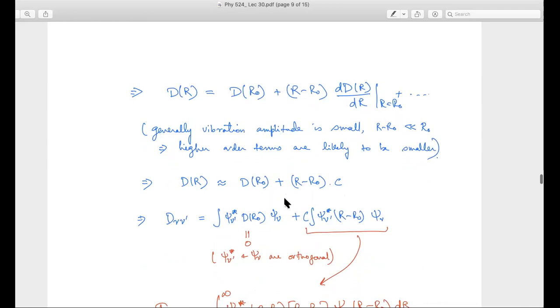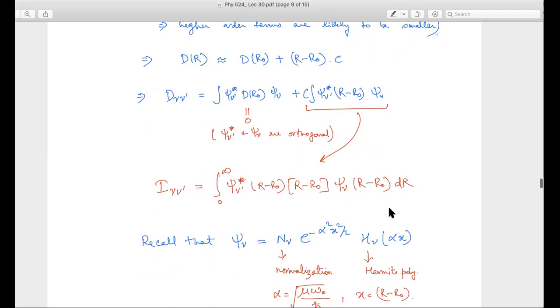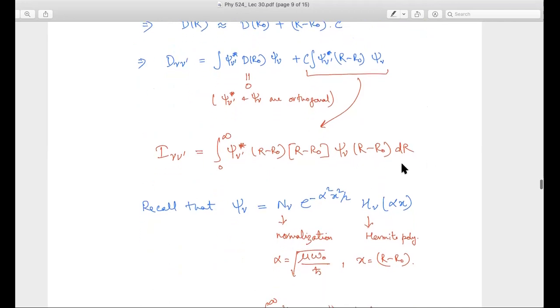Okay, so then let me take the expectation value between the nu and nu prime states. The first term with d(r naught) will give me 0 because of the orthogonality of nu prime and nu, and I am looking at optical transitions which involve a vibrational level change, so nu prime is not equal to nu. Then I get this term, which is c times the integral of psi nu prime star, (r minus r naught), psi nu. That's just an integral of the form psi nu prime of x times x times psi nu of x times dx.